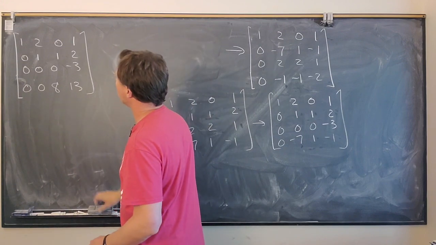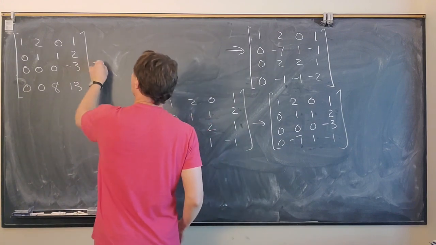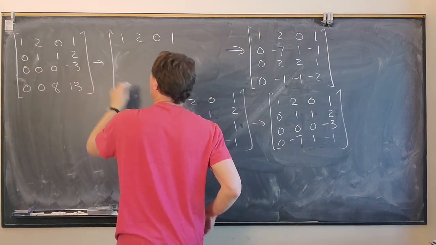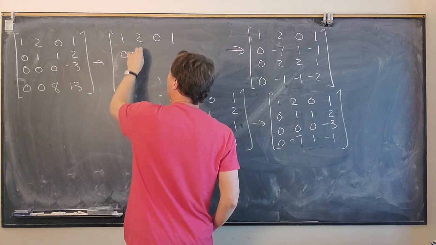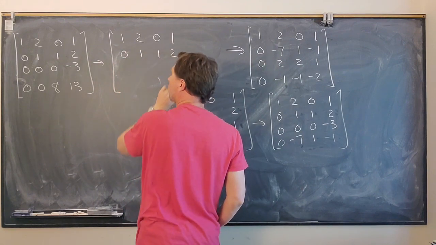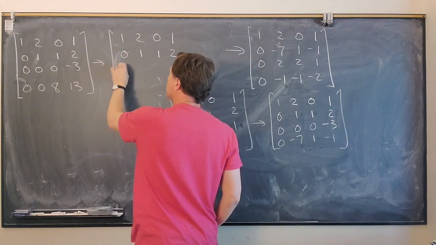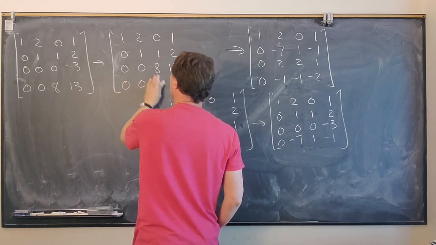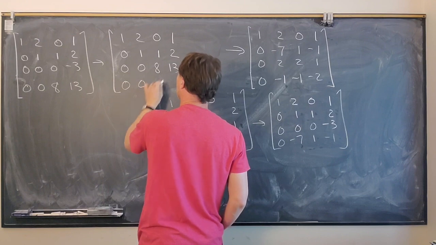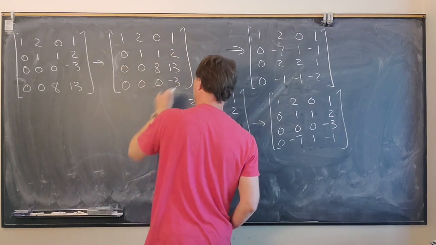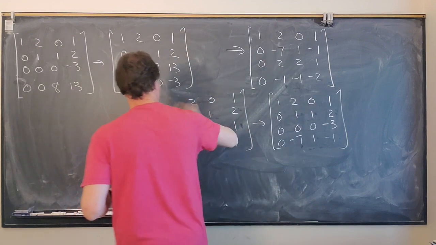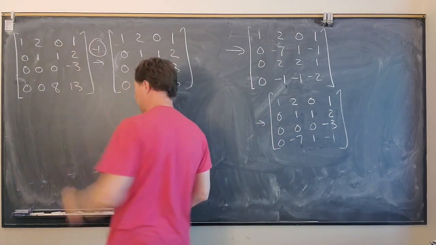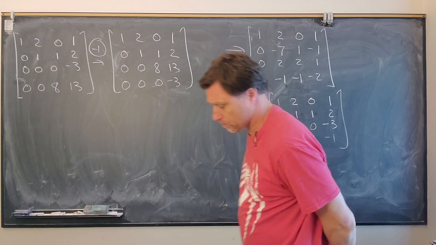I'm going to interchange rows 3 and 4. 1, 2, 0, 1, 0, 1, 1, 2, 0, 0, 8, 13, 0, 0, 0, negative 3. And what just happened here, I multiplied by a negative 1.